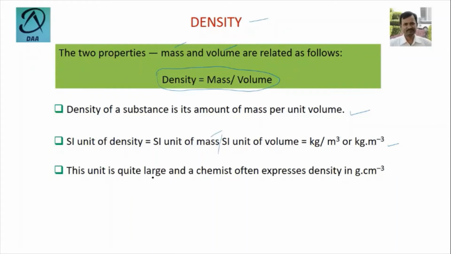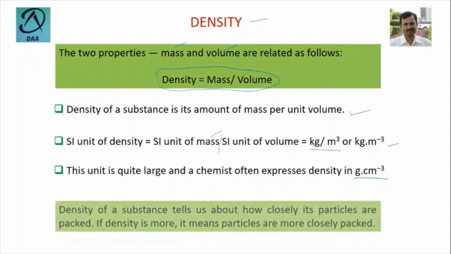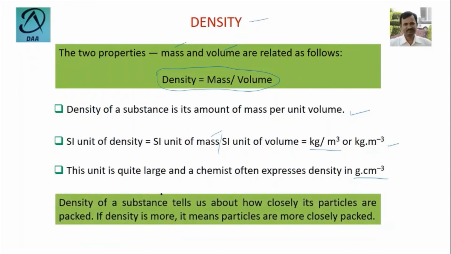The unit is quite large. This unit is kg per meter cube, so we can also express it as gram dot cm to the power minus 3. The density of a substance tells us how closely the particles are packed. If the density is more, that means the particles are more closely packed.